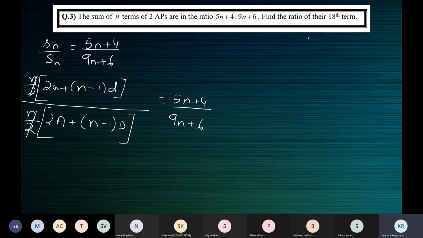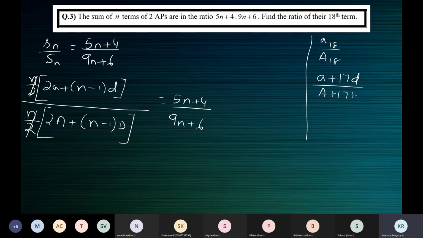Now do this in the rough column. I'll tell you how to proceed. What should you find? You should find A18. You need to find this ratio. That means you must get a plus 17d by a plus 17d, because a plus 17d is the 18th term. This is what you should get.